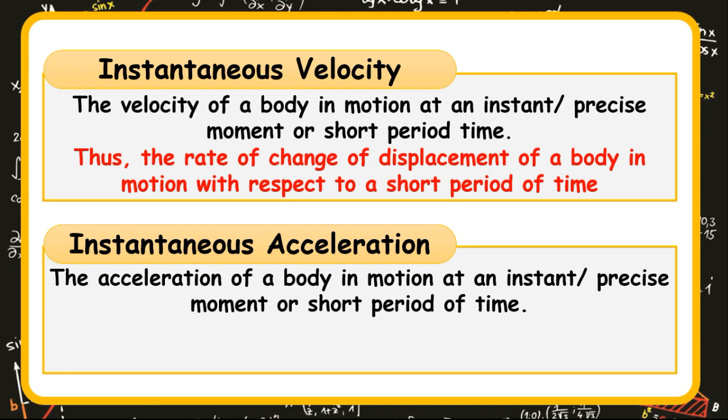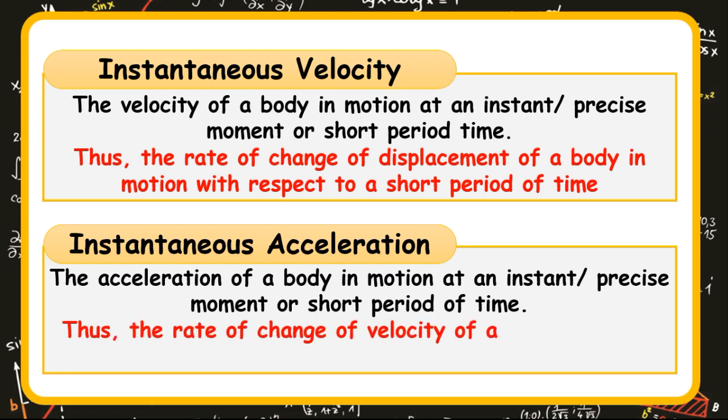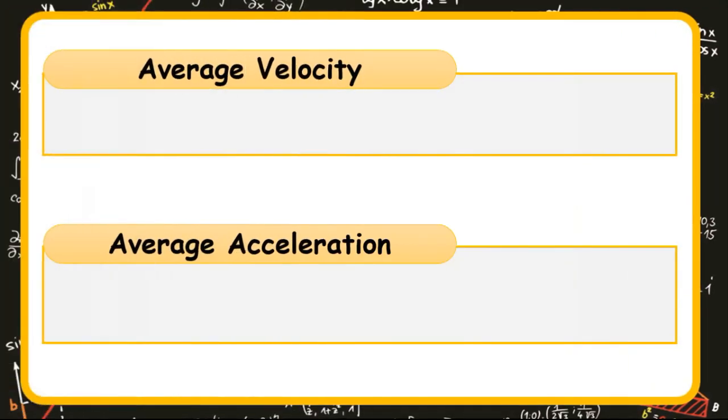Acceleration, we know, is change of velocity with time. And so you can say the rate of change of velocity of a body in motion at a short period of time. So instantaneous means not the total time, but at a certain instance within the total. The next qualifier is average. So we have average velocity and average acceleration.